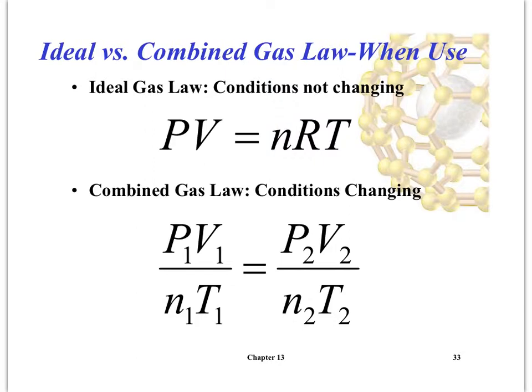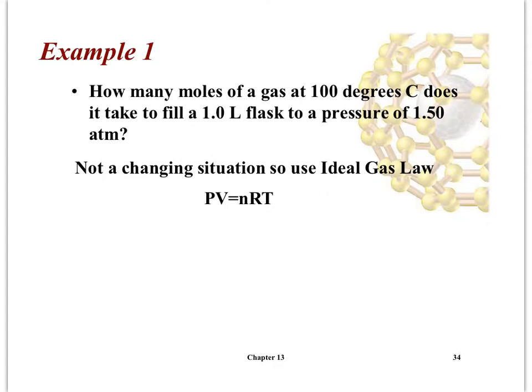Let's try some problems. The first example says, how many moles of a gas at 100 degrees Celsius does it take to fill a 1 liter flask to a pressure of 1.50 ATM? So first you check: do you use the ideal gas law or do you use the combined gas law? The best way to do that, I like to go through and label all my numbers as what variables they are. So how many moles? That's an N. 100 degrees Celsius, that's a T.